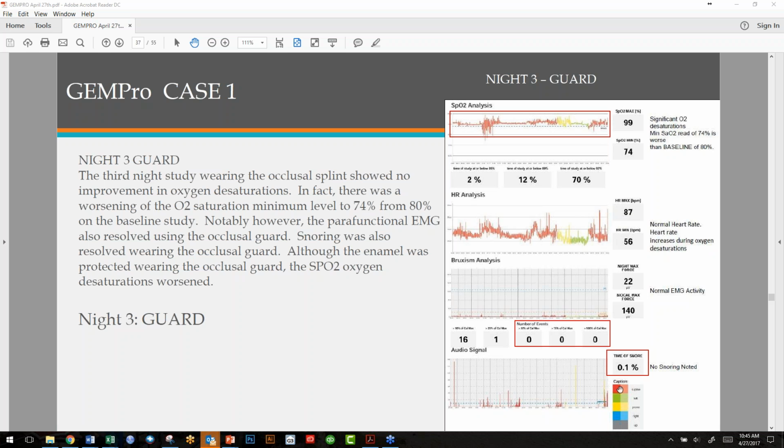And then the snoring was better. I guess there's a little bit of vertical dimension improvement there. That might explain why his snoring's a little better.